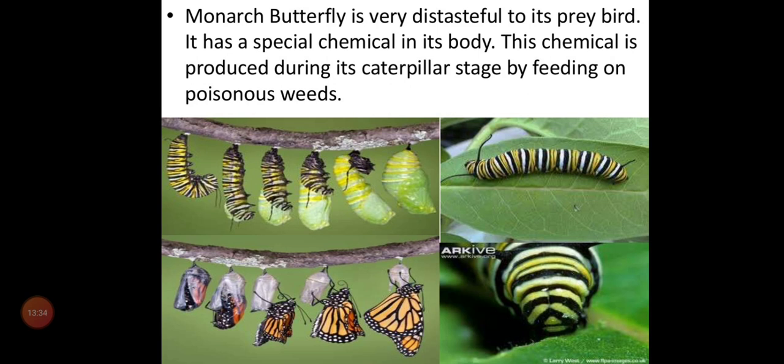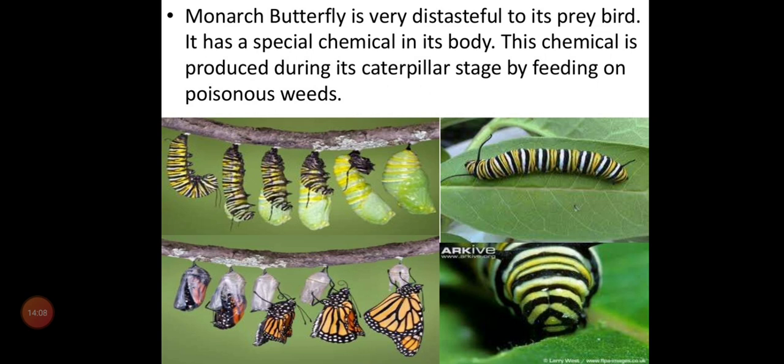And one more interesting one, the monarch butterfly. This butterfly is very distasteful, meaning it is not very tasty food. When it is preyed upon by animals, it normally won't be tasty. Why is the monarch butterfly not tasty? It possesses a special kind of chemical in its body, called cardiac glycosides. So the monarch butterfly possesses the cardiac glycoside chemical in its body.